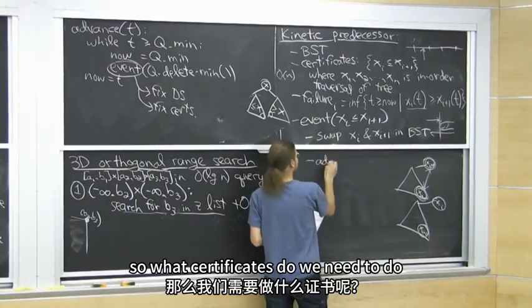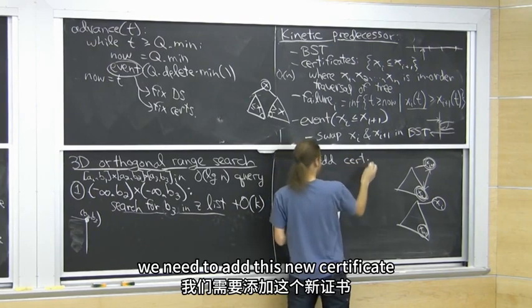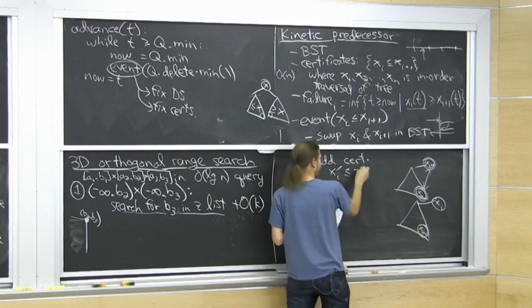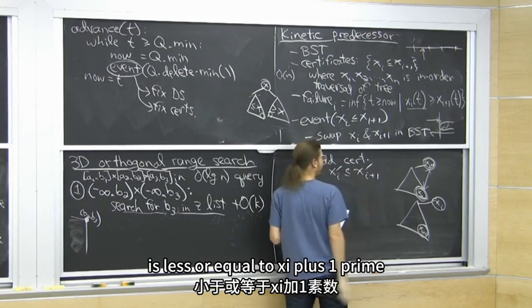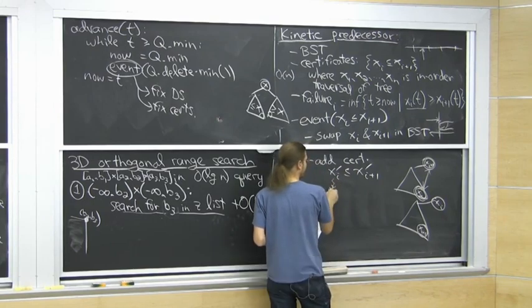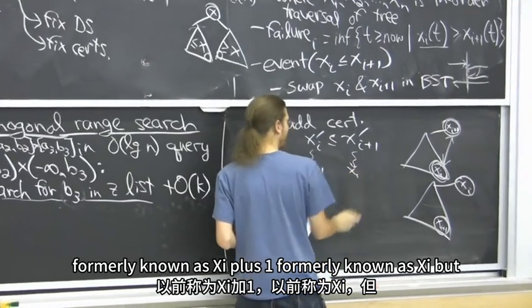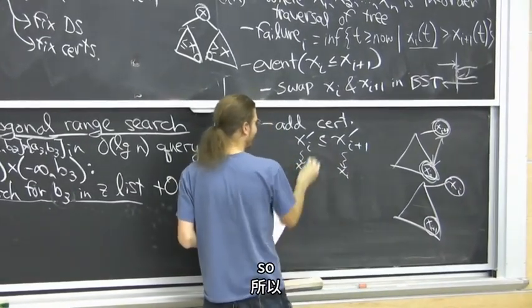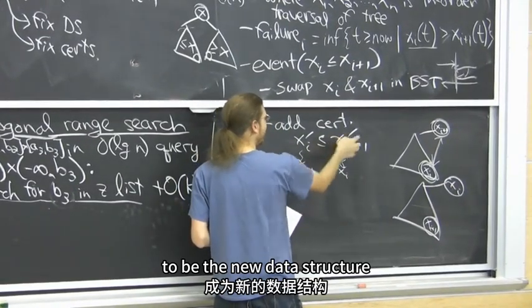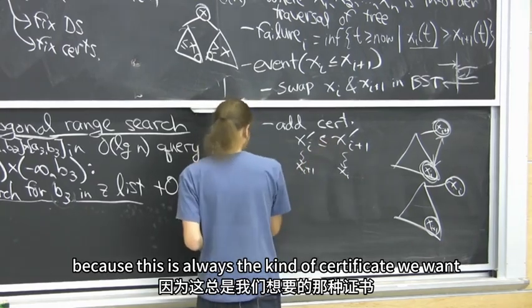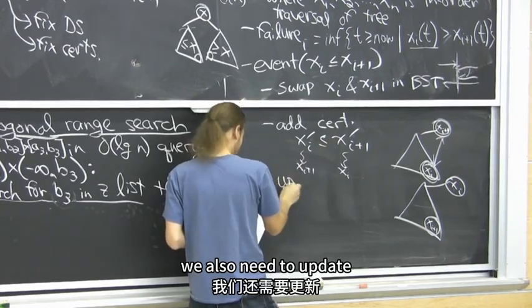So what certificates do we need to do? We need to add this new certificate. I'm going to call it xi prime is less or equal to xi plus 1 prime. So this is actually xi plus 1, formerly known as xi, but that would be really confusing. So I'm going to use the primes to be the new data structure, because this is always the kind of certificate we want.